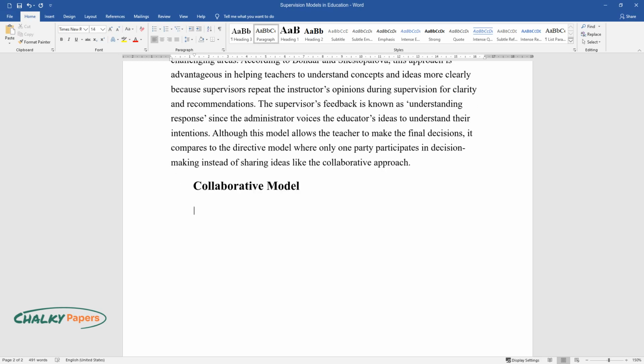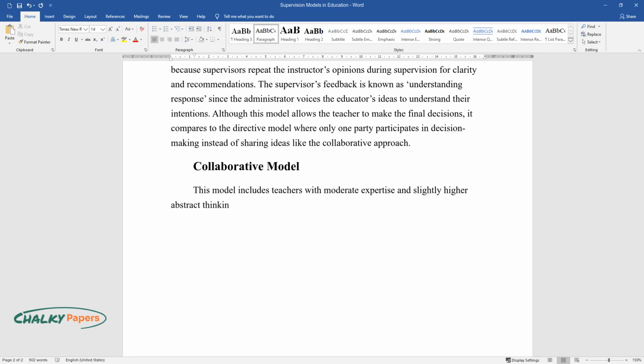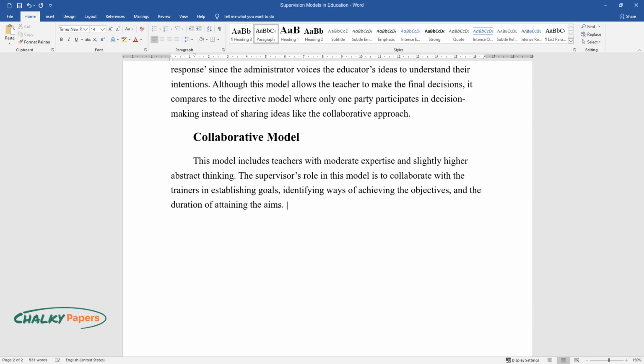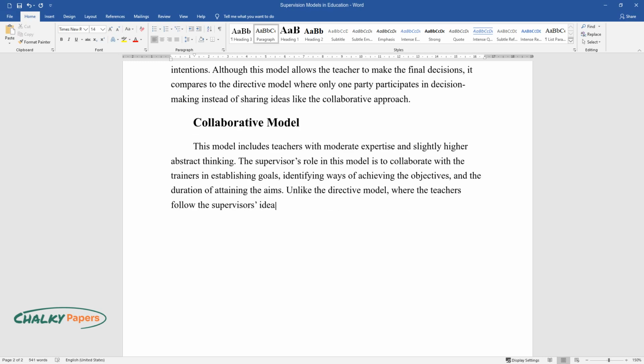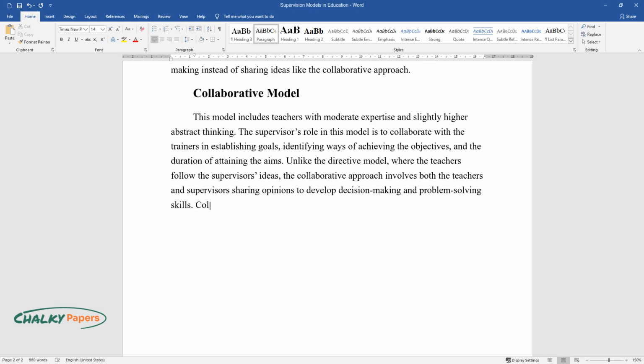Collaborative model. This model includes teachers with moderate expertise and slightly higher abstract thinking. The supervisor's role in this model is to collaborate with the trainers in establishing goals, identifying ways of achieving the objectives, and the duration of attaining the aims. Unlike the directive model, where the teachers follow the supervisor's ideas, the collaborative approach involves both the teachers and supervisors sharing opinions to develop decision-making and problem-solving skills.